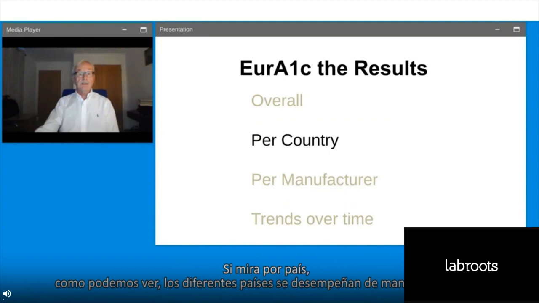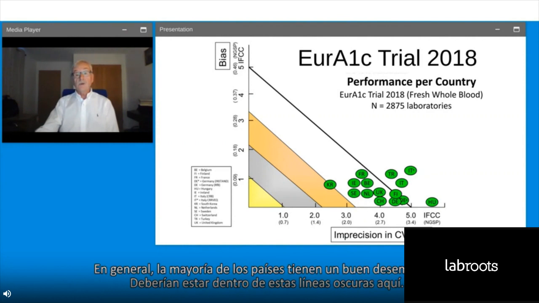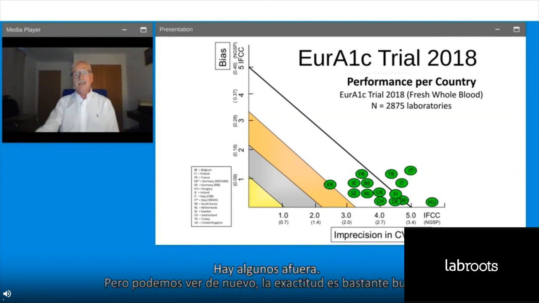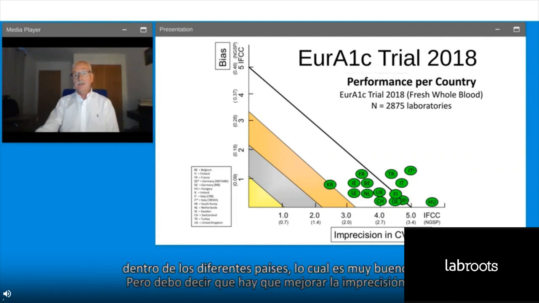What we're seeing is poor, but still acceptable, imprecision. We look per country, and we can see different countries perform differently. Overall, most countries perform well. They should lie within this dark line here on the far outer level of this graph. Most laboratories perform well. There are some outside. But you can see again, accuracy is quite good with little or no bias by most laboratories. Overall, about a 1%, a 1 millimole per mole bias within the different countries, which is very good. But I must say, imprecision needs to be improved.